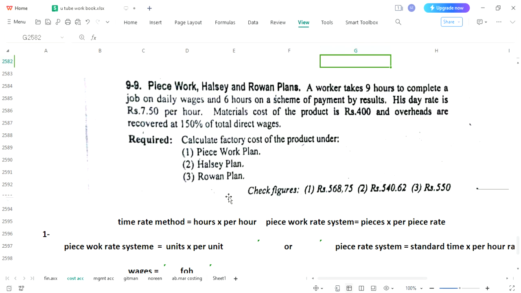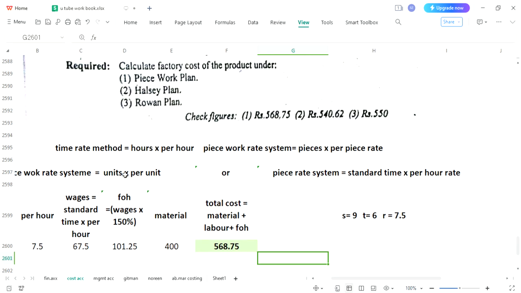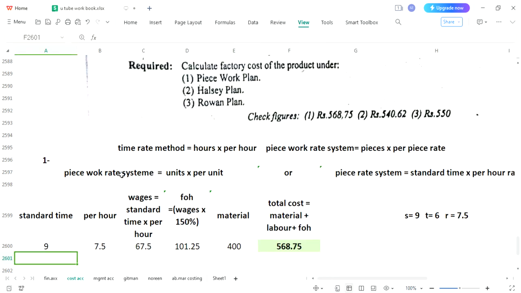The most important part was to understand that we have a piecework rate system. We have two formulas. If the number of units or number of pieces is present in the question, then you will use the piecework rate system. And an alternate formula is also available: when the number of units is not available, you can use standard time instead. Standard time multiplied by the per hour rate is used to calculate your wages. Standard time was 9, you multiplied by 7.5 per hour, and finally you got the wages. This is the key point.